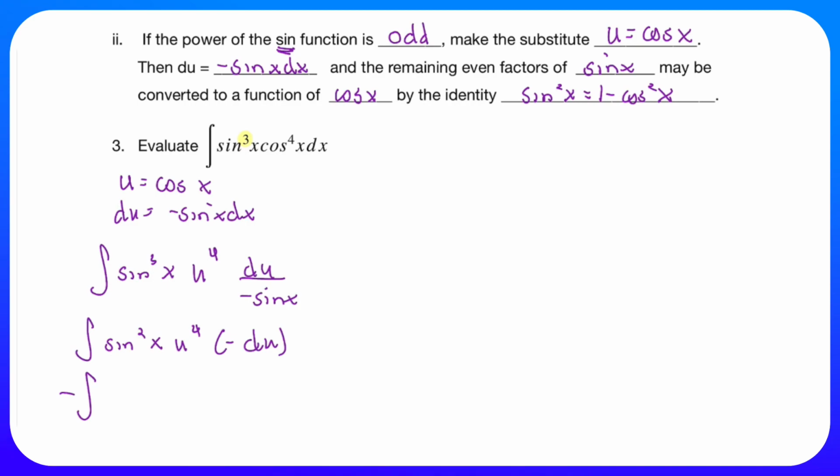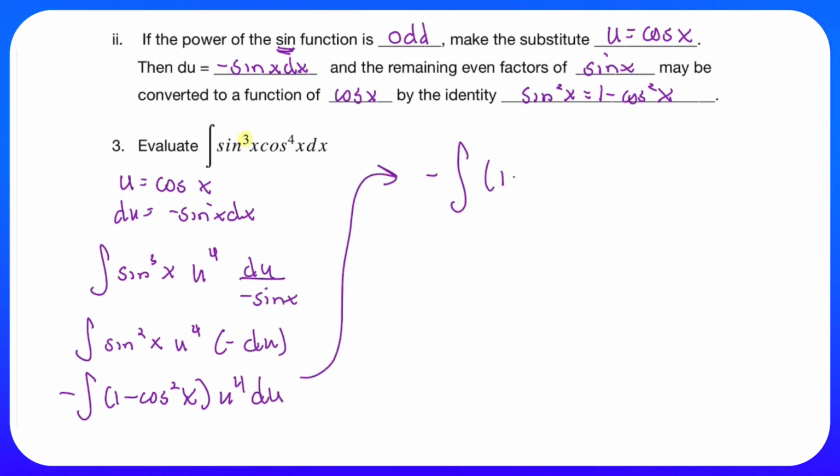Factoring out the negative, and replacing that sine squared with 1 minus cosine squared, and replacing cosine with u, I end up with negative the integral of 1 minus u squared times u to the fourth, which is simply negative the integral of u to the fourth minus u to the sixth du. And now we just integrate.